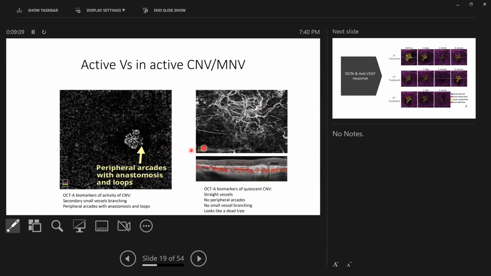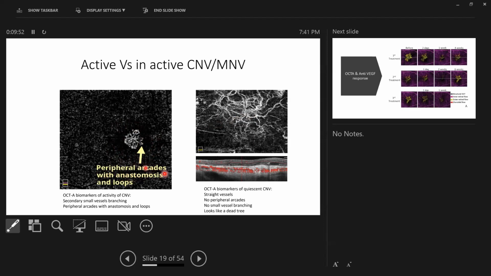OCT angio is also useful to differentiate whether the MNV is active or not. For example, if you look at this case, we have the OCT with subretinal hyperreflective material here, and I don't know whether this CNV is active or not. By looking here, we can see that the vessels of the MNV are straight, with no peripheral arcades and no peripheral loops. Not like here, where we have peripheral looping and peripheral anastomosis. This is called a dead-tree, inactive MNV. Here we have an active macular neovascularization.